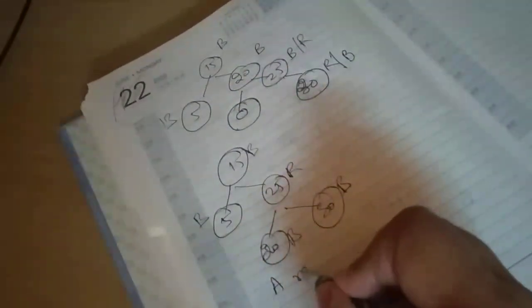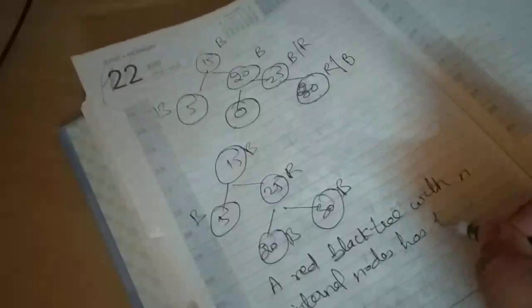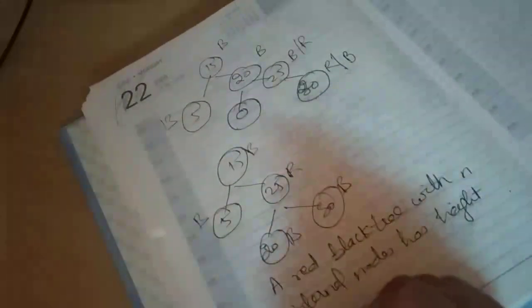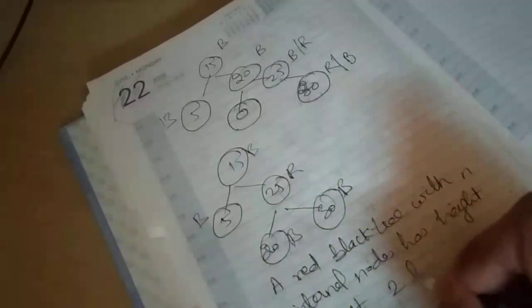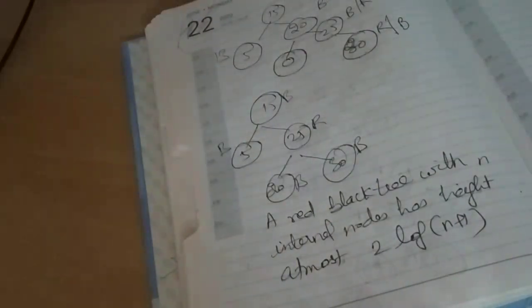So there is one very important theorem. The theorem says that a red black tree with n internal nodes has height at most 2 log n plus 1. So what we need to prove is that when a red black tree has n internal nodes, its height would be at most 2 log n plus 1.